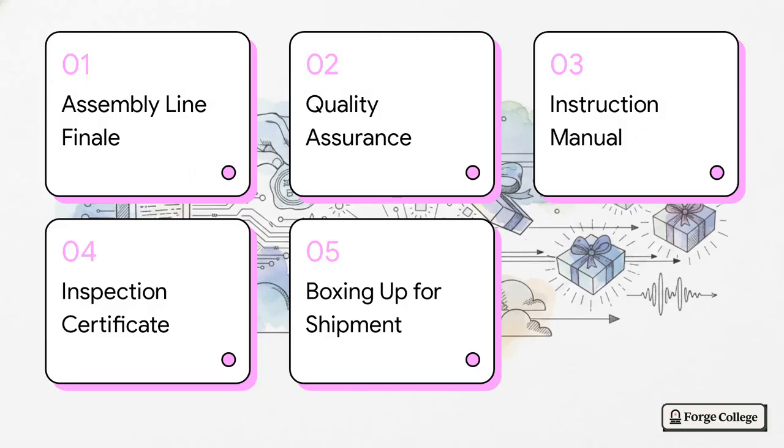Okay, here's our official inspector's clipboard for today. We'll be hitting the assembly line finale, passing quality assurance, writing the instruction manual, signing off on the inspection certificate, and finally, boxing the whole thing up for shipment.